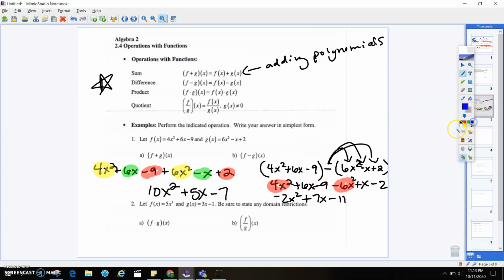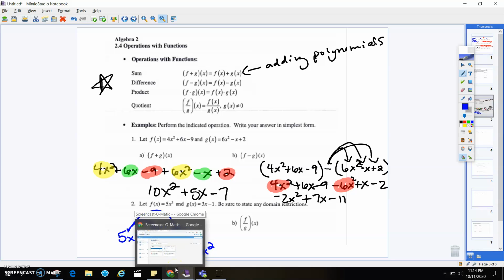All right, so let's look at this next one. It says f times g of x. So we're going to take f and we're going to multiply it times g. So how I would write this out is I would say 5x squared times 3x minus 1. Okay? So I'm going to multiply 5x squared times 3x, which is going to give me 15x cubed. And then I'm going to take 5x squared times negative 1, and that's going to give me negative 5x squared. That's it. Done.